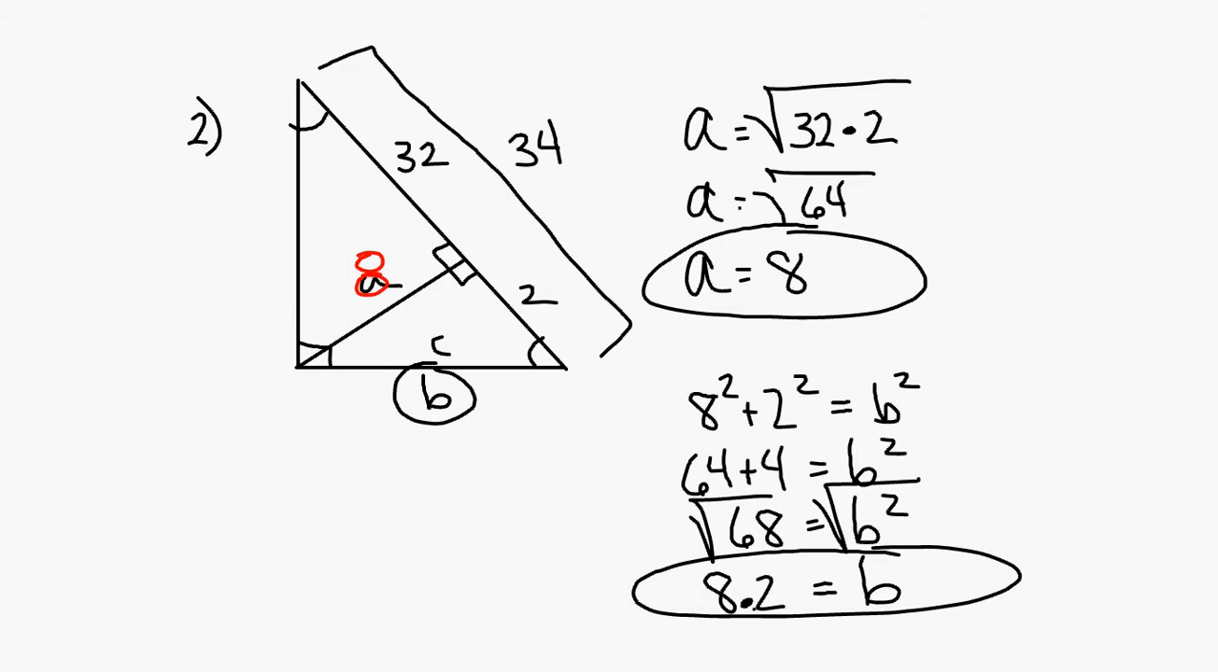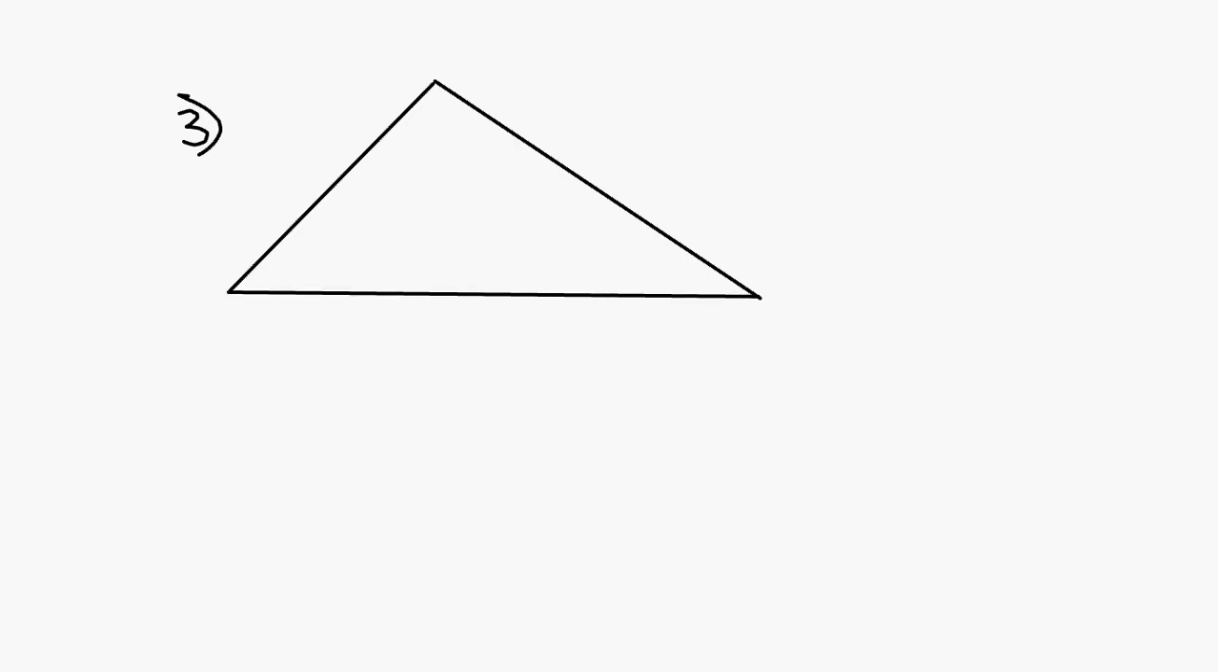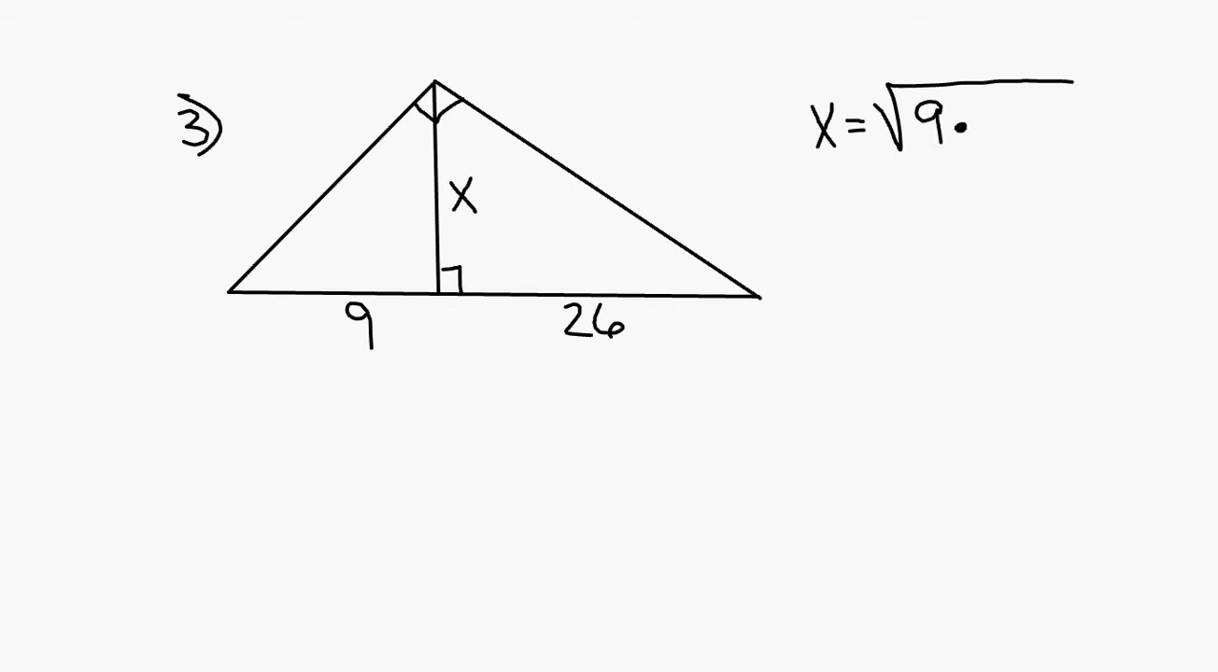Problem number 3 is just a right triangle with altitude drawn to the hypotenuse. The pieces are on the left 9 and on the right 26. And you are asked to find the length of the altitude drawn to the hypotenuse. It's this segment right here. So again, your x is going to be equal to the square root of 9 times 26.